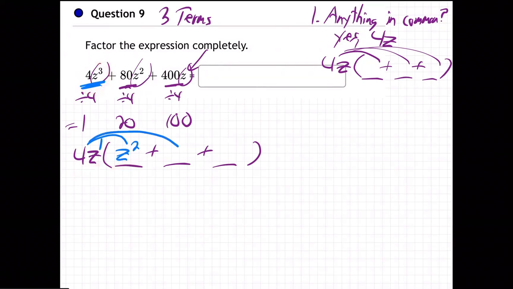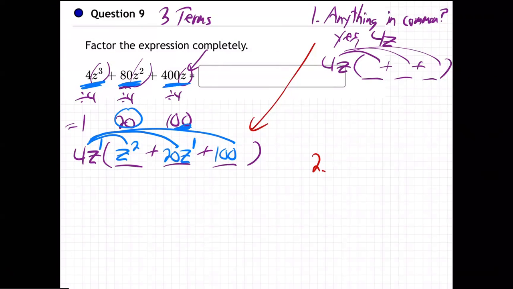And then 4z times what will go back to 80z squared? We already know the number's 20 right here. So 20, and then we need z to the 1. That makes sense. 4 times 20 is 80, and z1, z2. Last spot all the way over here to make 400. We already know the number's 100, and that's it, right? Because 4z times 100 will be 400z. We already got the z. Okay, that's step 1.